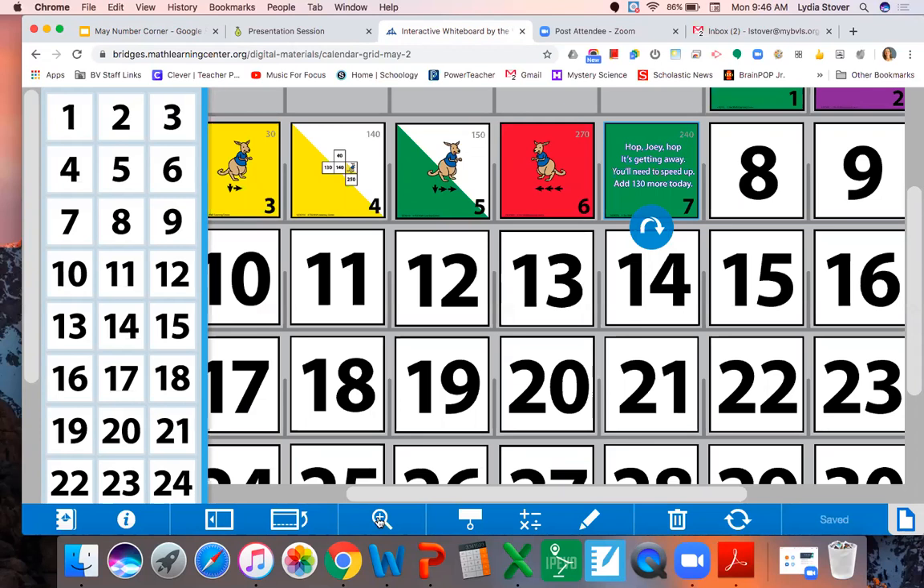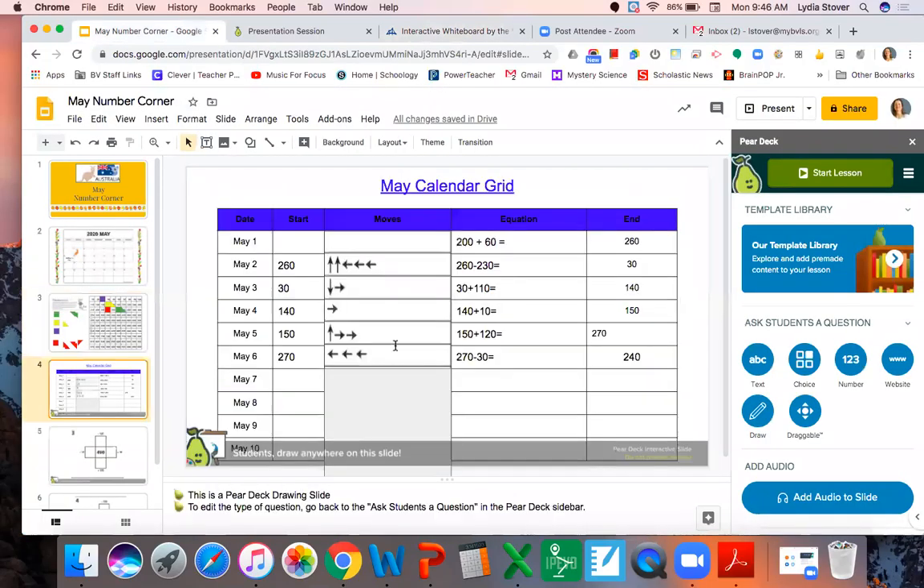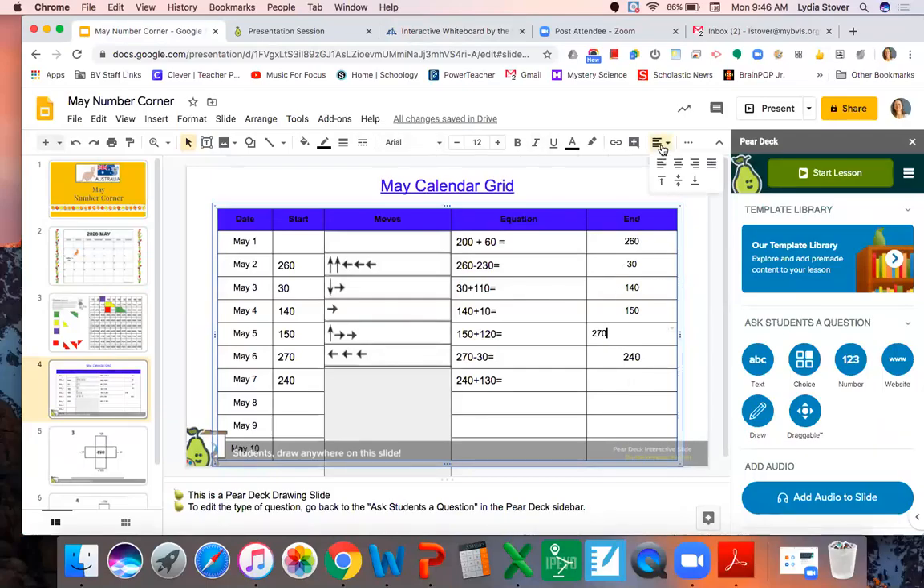Add 130 more today. All right, so we're gonna start at 240 and it said add 130. Write that equation and write the answer for 240 plus. What was it? Do you see my screen? It jumped 130.